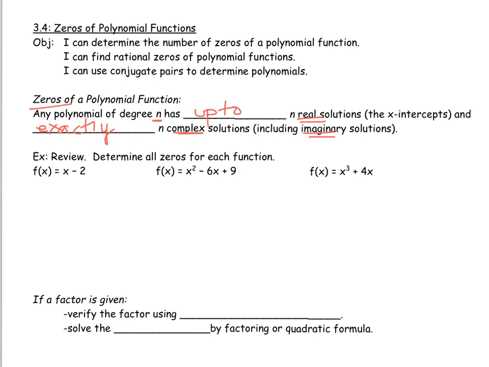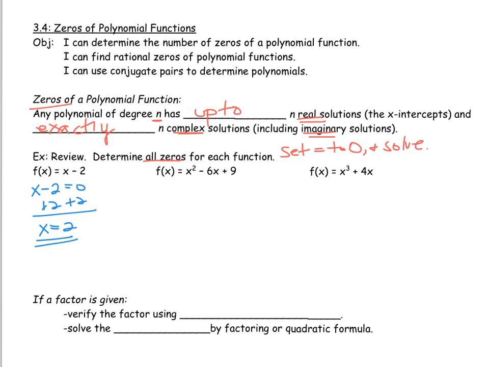Example to review. It says determine all zeros for each function. Anytime we're asked to find zeros, we're just going to set our equation equal to 0 and solve. First, we start with a linear function, and this should be pretty fast. If we set x minus 2 equal to 0, we'll add 2 to move that to the other side. And x equals 2. We have one solution, and it's a real solution.